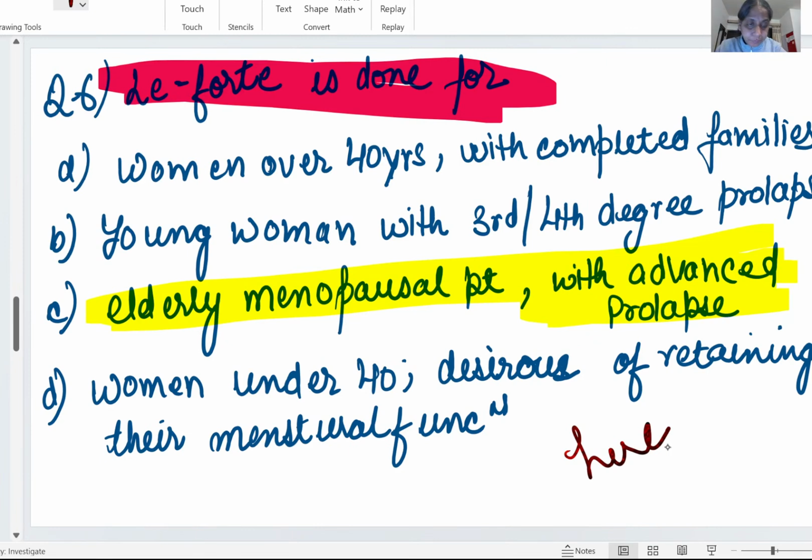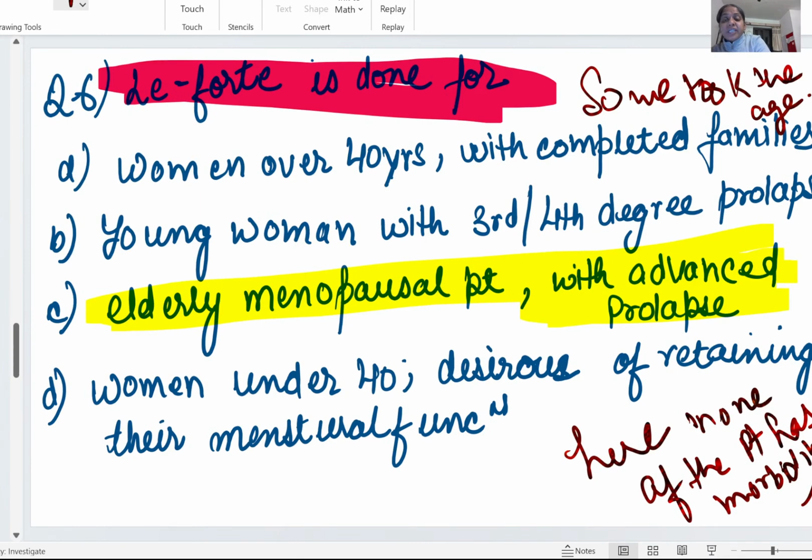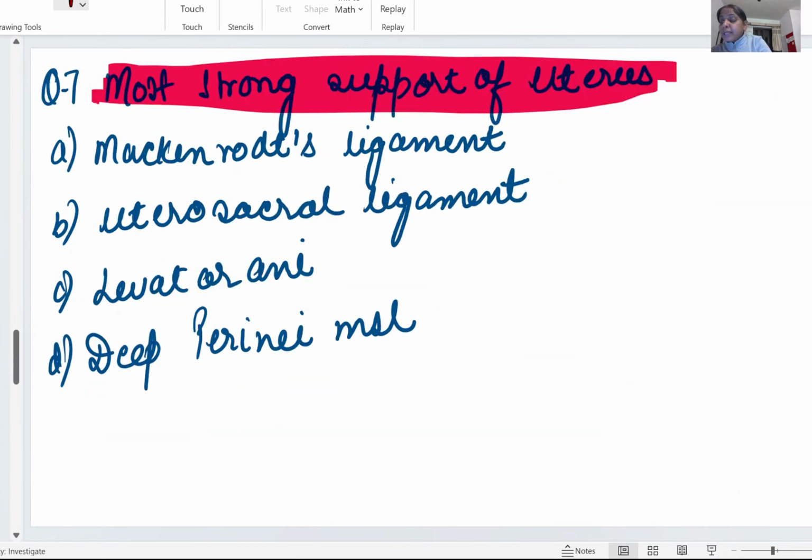Here, none of the patients has morbidity. Because here none of the patients had morbidity, so we took the age criteria.